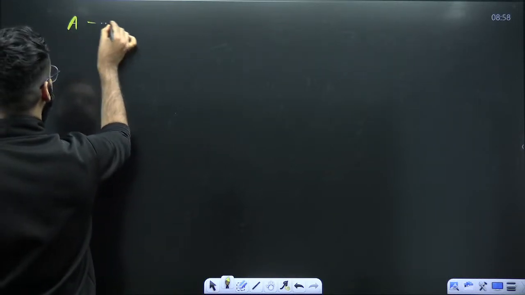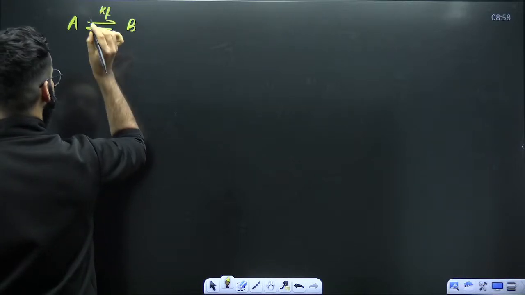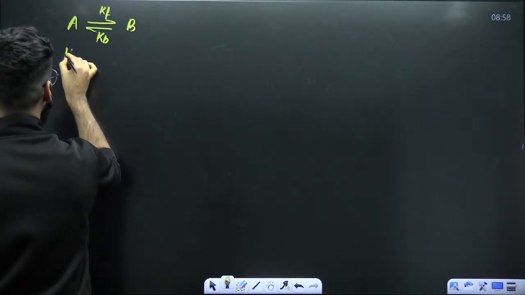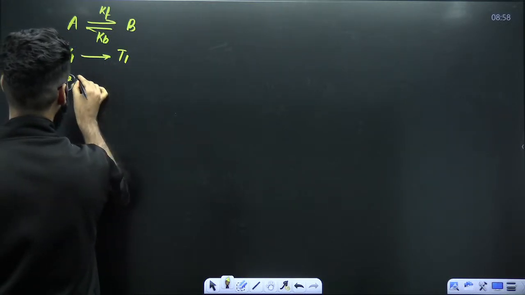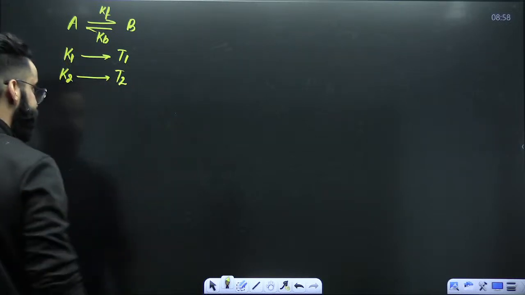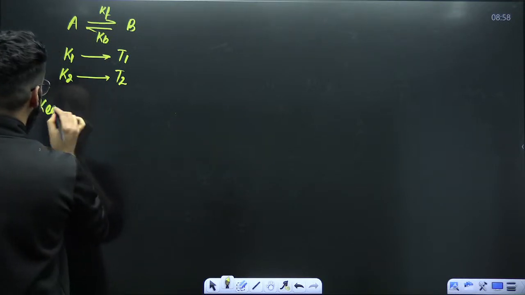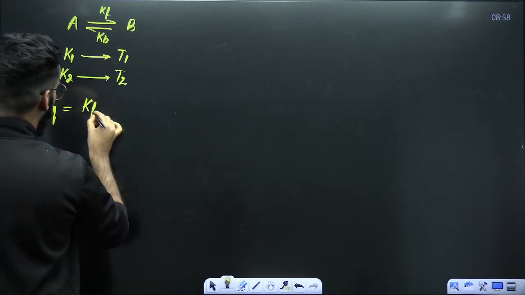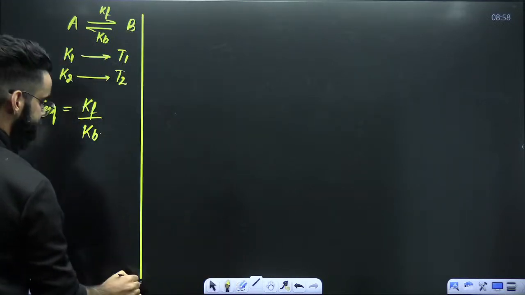For example, let me teach you for exothermic reactions, then automatically all these things will go into your head properly. See, for example, you have got the reaction A gives B. Rate constant of forward reaction is Kf, rate constant of backward reaction is Kb, correct? Let's assume K1 represents the equilibrium constant of the reaction at temperature T1. K2 represents the equilibrium constant of the reaction at temperature T2. Okay, right? And already we know what is equilibrium constant. Equilibrium constant is nothing. It is just the ratio of rate constant of forward and that of backward reaction.